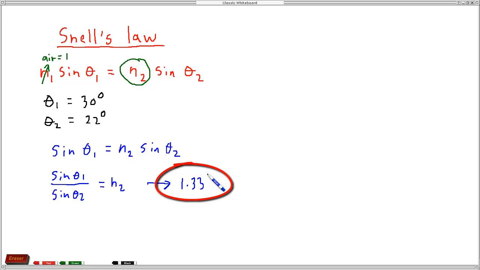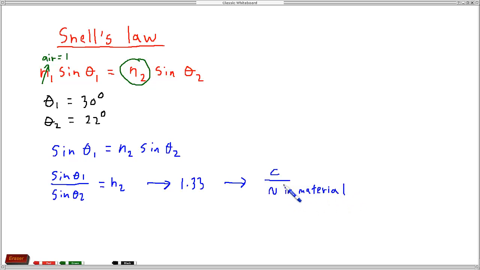1.33. Now 1.33, this is a dimensionless number. That means it's really just a ratio of two units that are the same. So it's a dimensionless number, and what it really represents is the ratio of the speed of light c divided by the speed of light in the material. Since this velocity in the material is always less than the speed of light, there's nothing faster than the speed of light in a vacuum, then we know that this number is always going to be greater than 1. So one of the things you need to do as a check is make sure that you have an index of refraction that's greater than 1, or you've made a mistake.